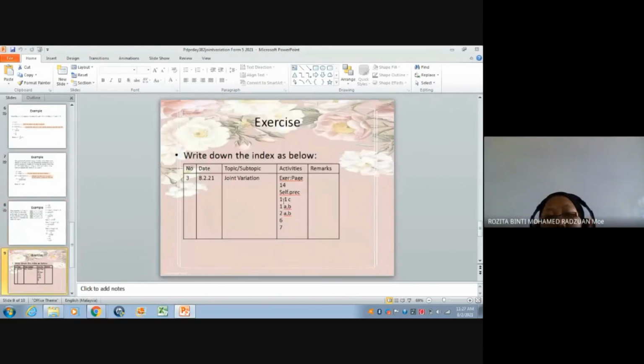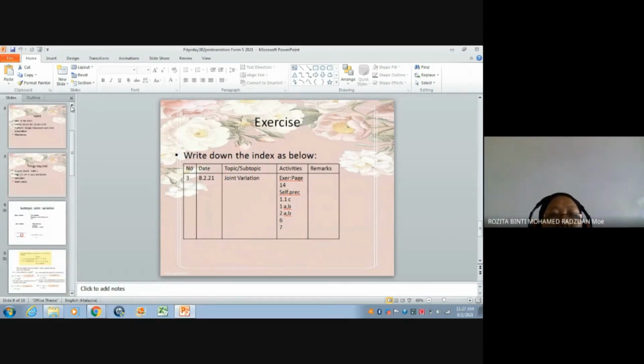Now this is your exercise. We are already at number 3. The date is 8 February 2021. The subtopic is joint variation. I want you to try the exercise on page 14, self-practice 1.1c, number 1 A and B, number 2 A and B, number 6 and number 7. Do it in your Maths 1 exercise book.